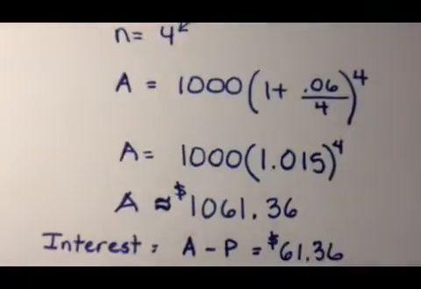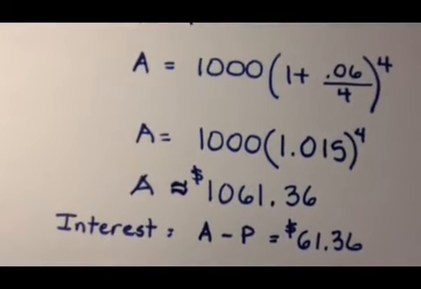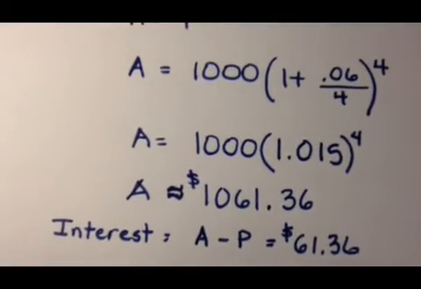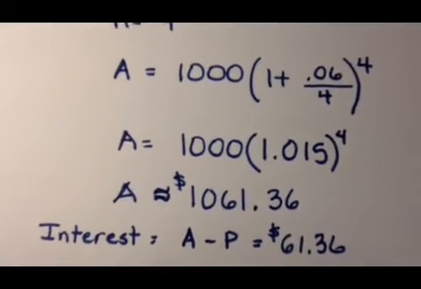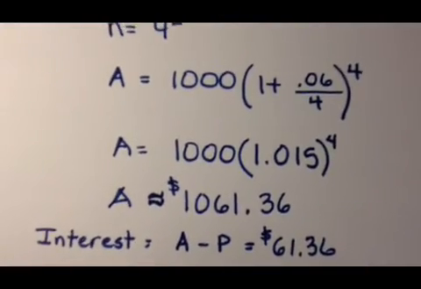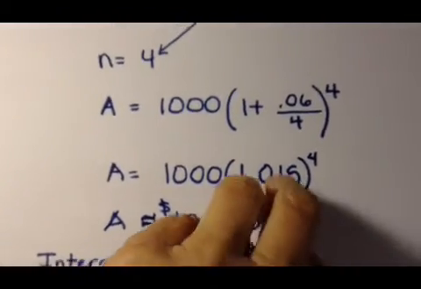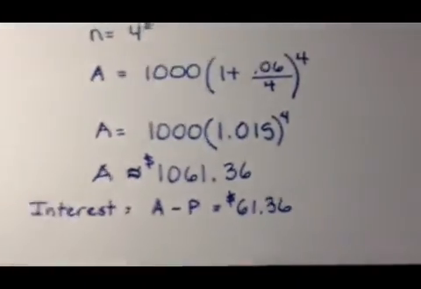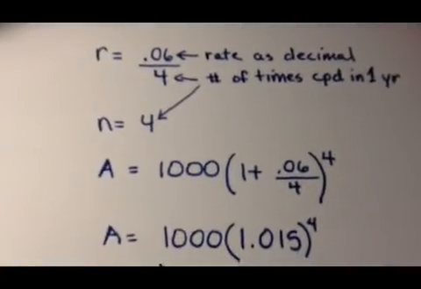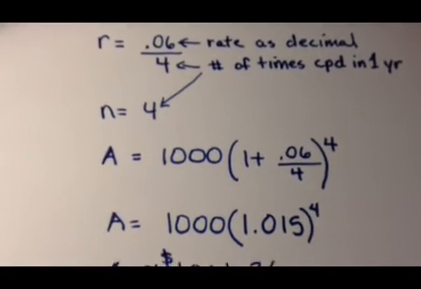Now, if I want to find the amount of interest accrued, all I do is take the amount I have earned now in my account, subtract the principal that I had initially, which was $1,000, and I get $61.36 in interest. And that is compounding interest using the formula.